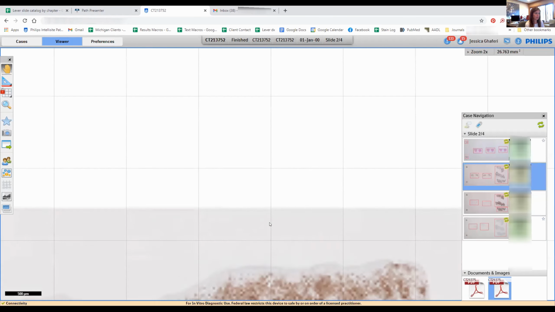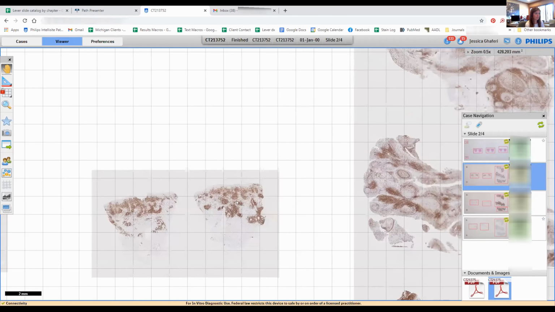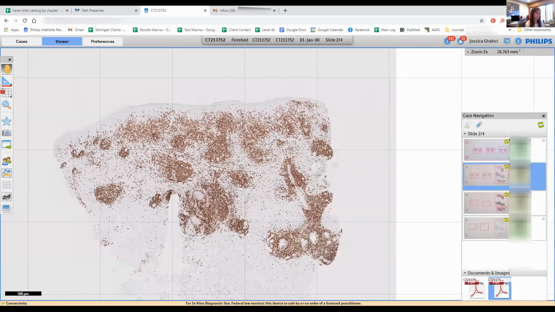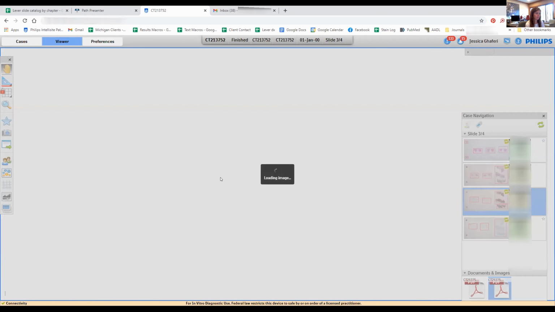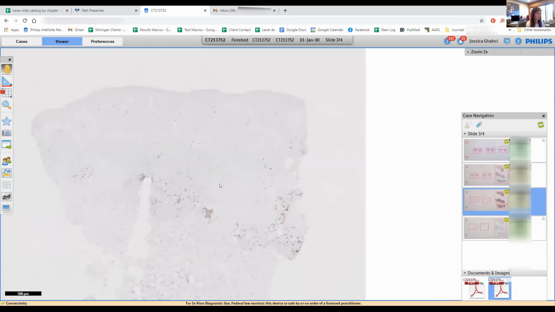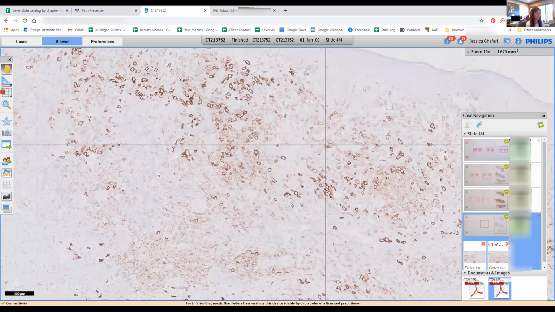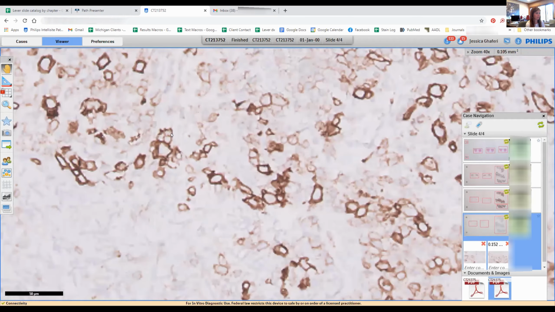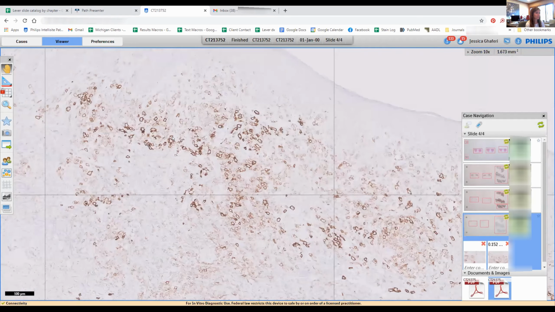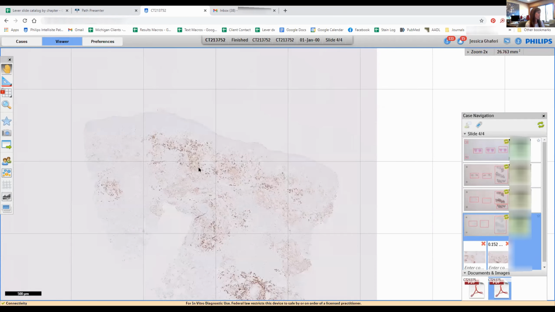So here we have a CD3 stain, and you can see that there are T lymphocytes. And then here we have a CD20 stain with many fewer B lymphocytes. And lastly, a CD30 stain. And you can see that many of those larger lymphocytes that we looked at earlier are labeling with CD30. And this is an example of the classic or wedge type of lymphomatoid papulosis.